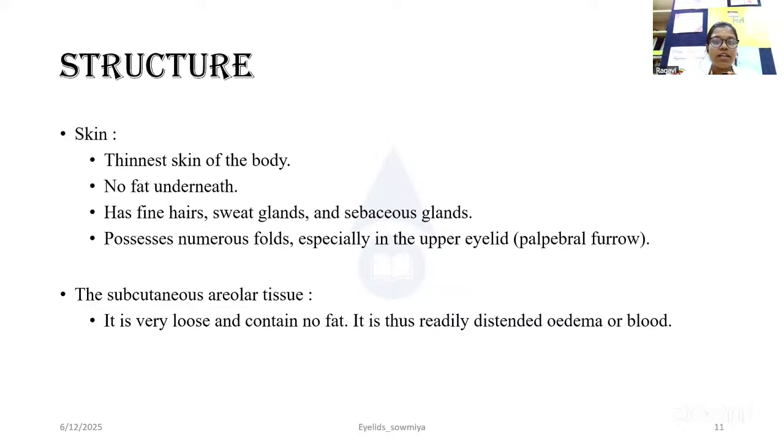Structure. Skin. Thinnest skin of the body, no fat underneath, has fine hair, sweat glands, and sebaceous glands. Possesses numerous folds, especially in the upper eyelid, the palpebral furrow. The subcutaneous areolar tissue is very loose and contains no fat. It is thus readily distended by edema or blood.